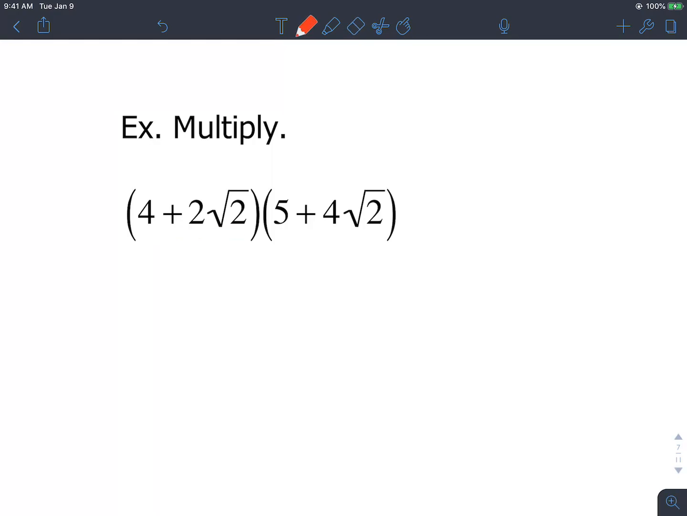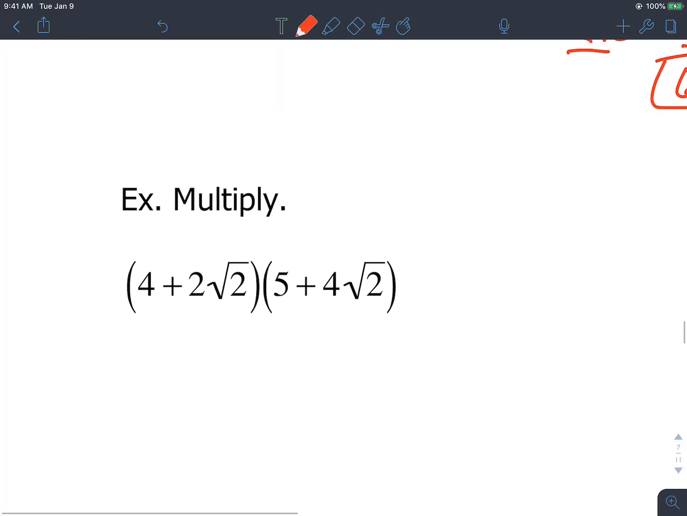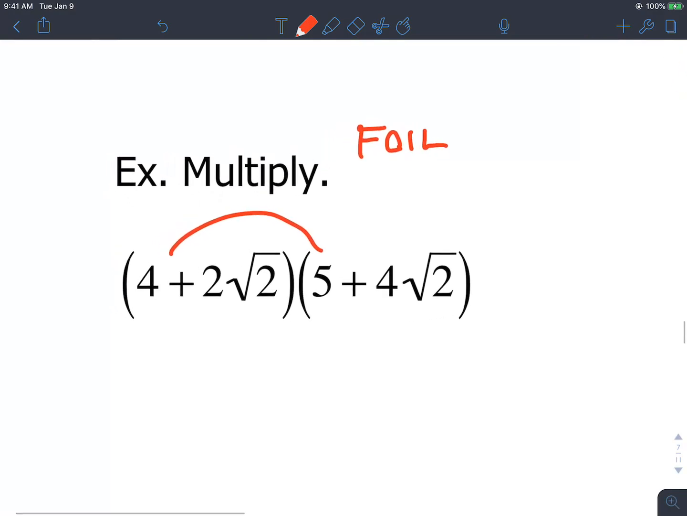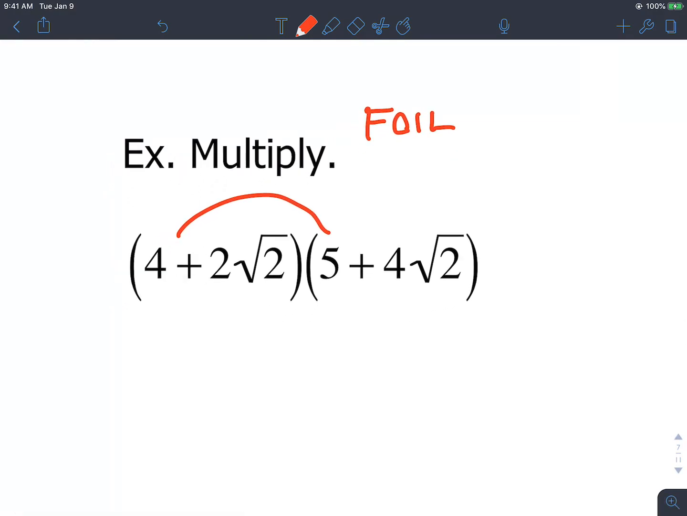So when you've got a binomial times another binomial, this is basically a FOIL problem. So we're going to FOIL: first, outer, inner, last. So we'll go 4 times 5, that'll be 20. We're going to go 4 times 4 square root of 2. If you remember your multiplying rules, that's 4 times 4, that'll be 16, and then we'll go 16 square root of 2 like that.